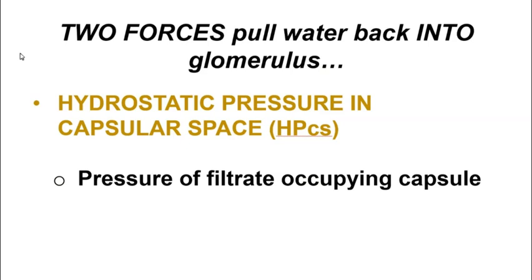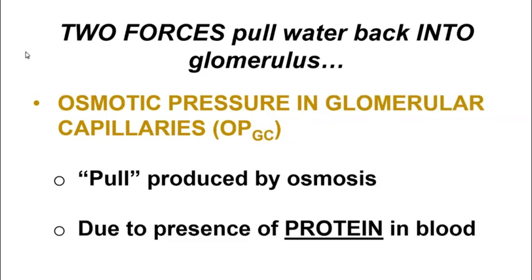glomerular capsule. We'll see that these next two forces are pulling water back into the glomerular capillaries. The first of those forces is the hydrostatic pressure in the capsular space. So this is the fluid pressure of the filtrate that's occupying the capsule. So this pressure forces water and filtrate back into the glomerular capillaries. The second of these pressures is the osmotic pressure in the glomerular capillaries. And this is what is known as the pull that's produced by osmosis.